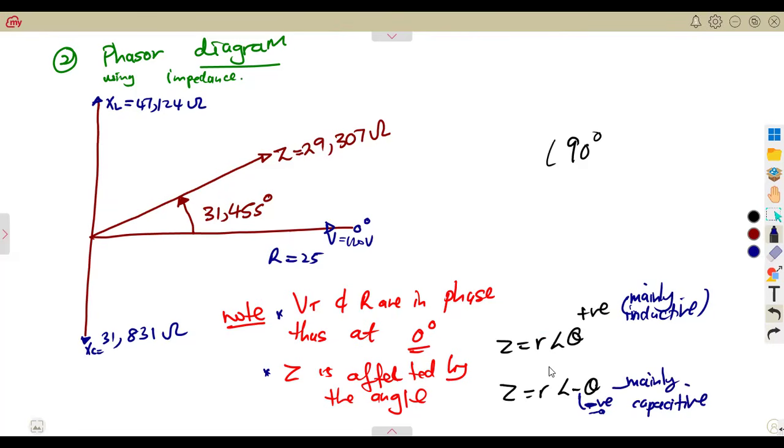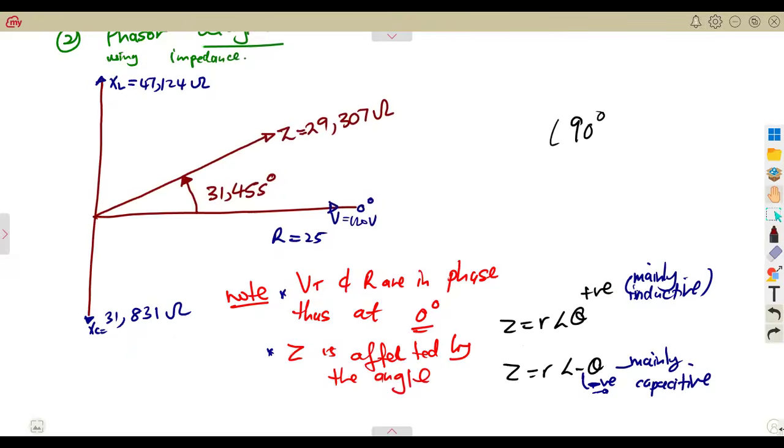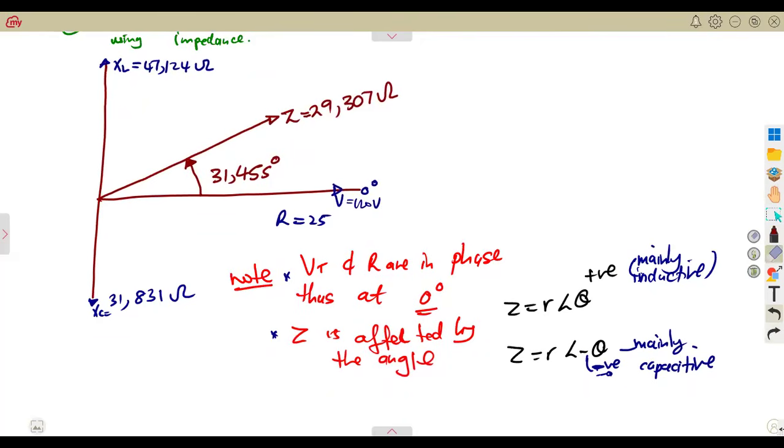Mainly capacitive. It favors the capacitor side where XC is. So you're going to present this side. That is where a negative is going to be in that region. That is what we can tell from Z. The angle is important. If it was a negative there, you are not going to present your Z on top. You're going to present your Z going down there.